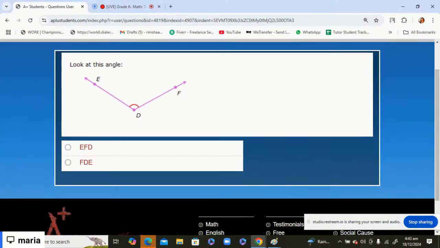Look at this angle E, D, and F. The angle is given on the D. So the first option is E, F, and D. Second option is F, D, and then E. Which is the right one? This is F, D, and E. That is the right option. Okay?